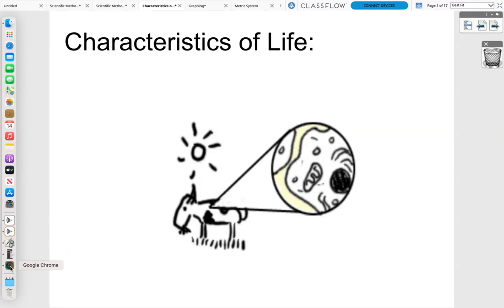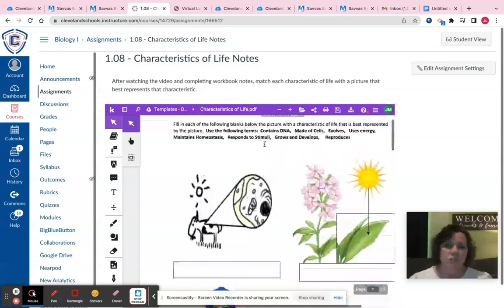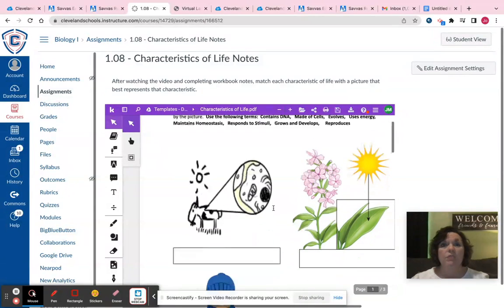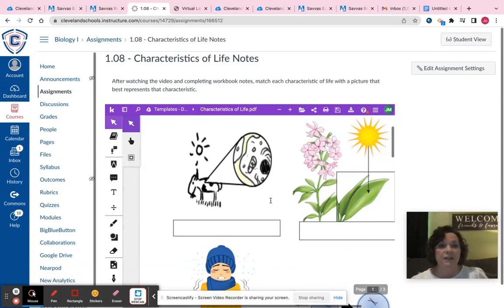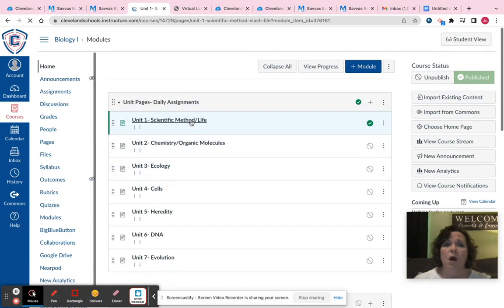So once you get this finished, just make sure to write each one of those down. The terms are at the top. See which one applies to each one of those pictures, fill that in, and then turn that in. If you'll go back to your homepage once you're finished with that, you do have another video to watch.